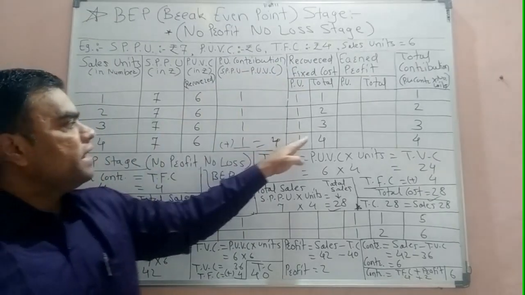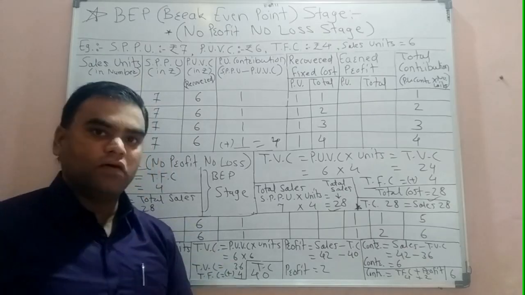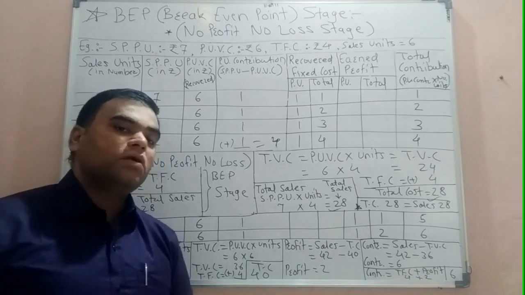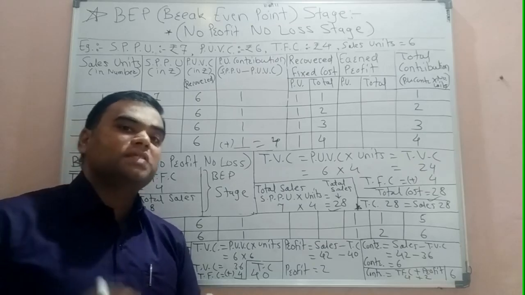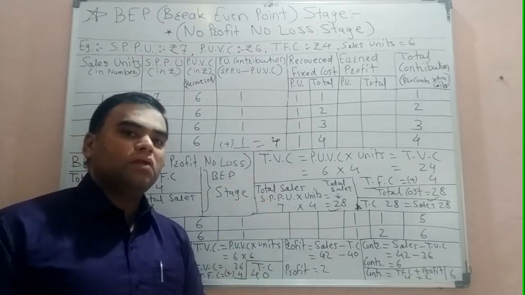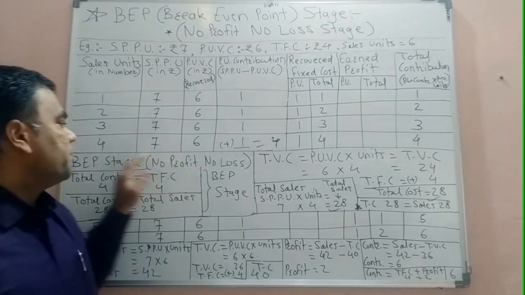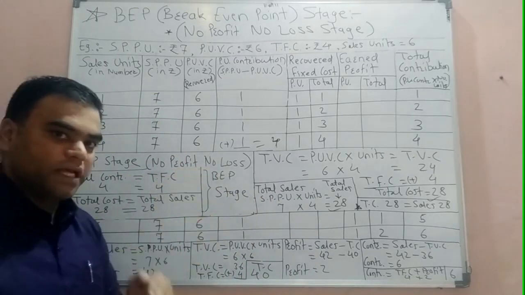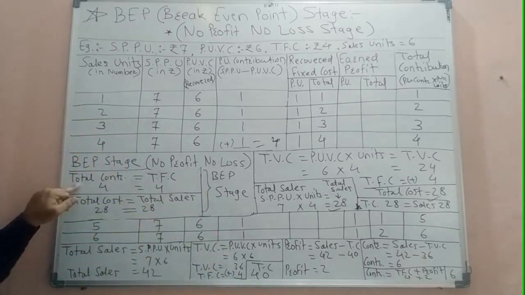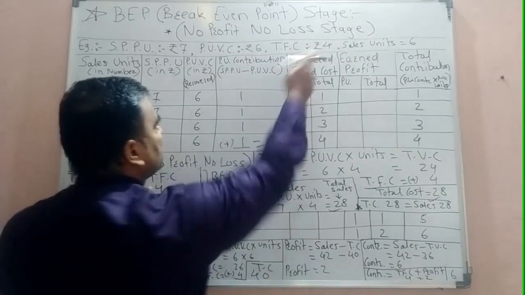After selling the 4th unit, we have recovered total fixed cost. Means our total variable cost is immediately recovered, and now total fixed cost is also recovered. Means our total cost is recovered. Total cost is recovered when our sales is exactly the same as the total cost. Means at that point our total cost and total sales are exactly equal. How can you see? First, BEP stage means no profit no loss stage. Means at this point in time, our total cost and total sales are the same. How can you see? Total contribution rupees 4 after selling the 4th unit. Total fixed cost rupees 4.